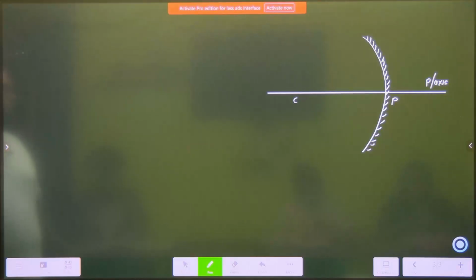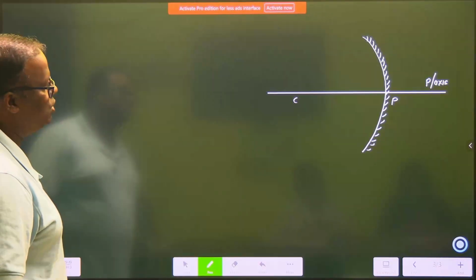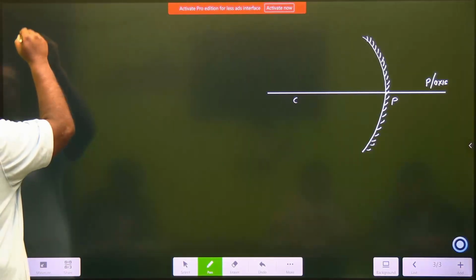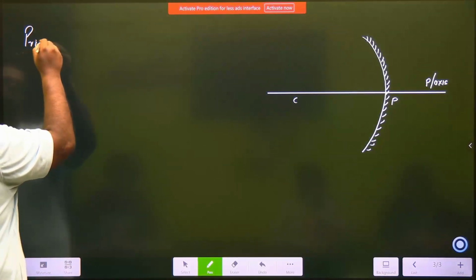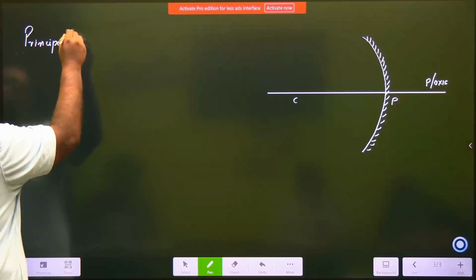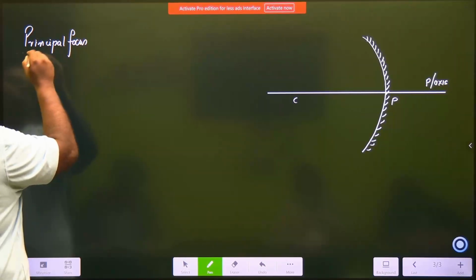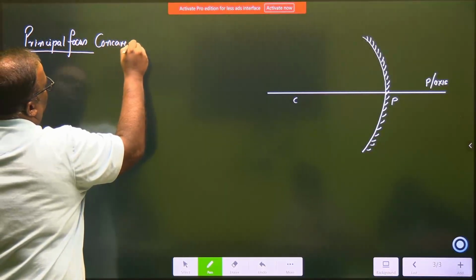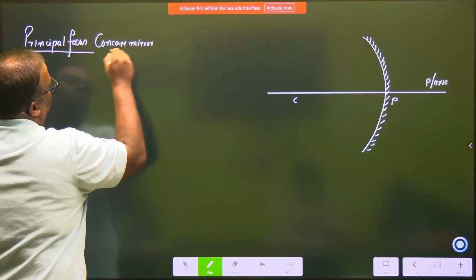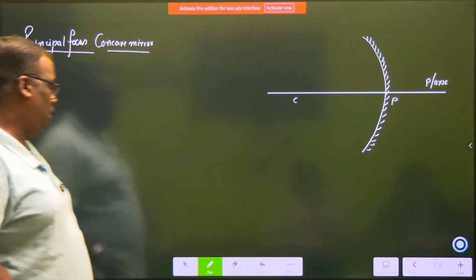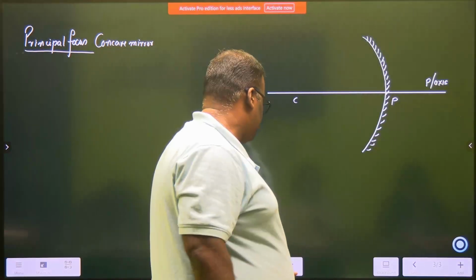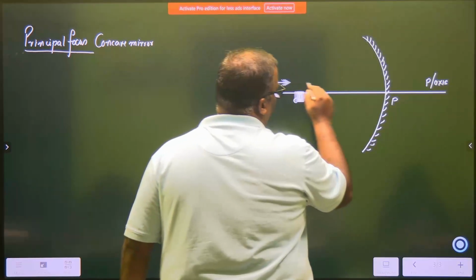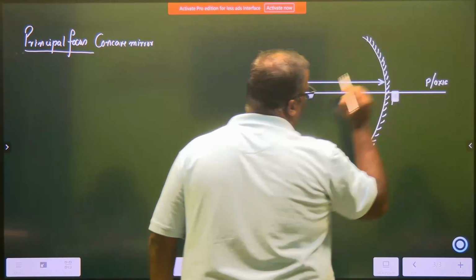So I now know what is my center of curvature. I also know what is my radius of curvature. I know what is principal axis. I know the pole. Now is the time to define what is known as the principal focus. And we are going to define the principal focus for the concave mirror. Now, in order to understand the principal focus, we take something which is known as para-axial rays, or rays which are parallel to the principal axis.